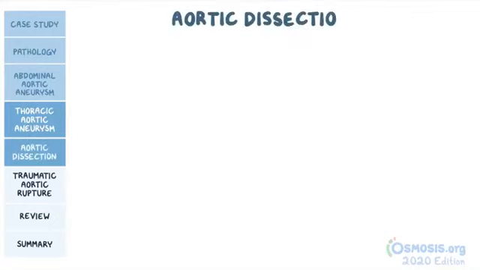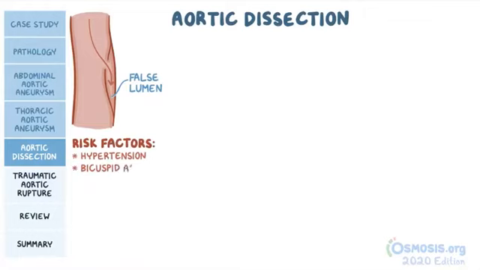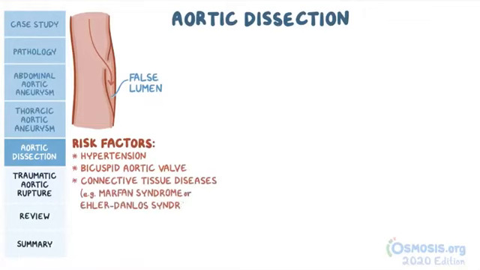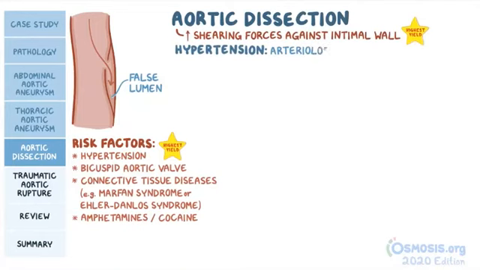Okay, an aortic dissection is an intimal tear that allows blood to seep into and split the aortic wall, creating a second false lumen. Risk factors include hypertension, which is the most common cause, bicuspid aortic valve, connective tissue diseases like Marfan syndrome and Ehlers-Danlos syndrome, and the use of amphetamines or cocaine. An aortic dissection occurs due to the increased shearing forces against the intimal wall. Additionally, in hypertension, hyaline arteriosclerosis of the vasa vasorum weakens the aortic wall, making dissection more likely.